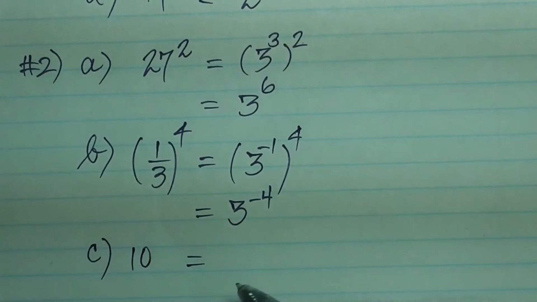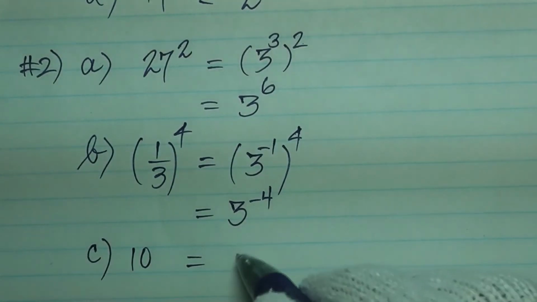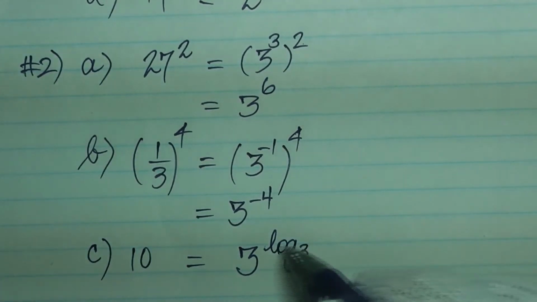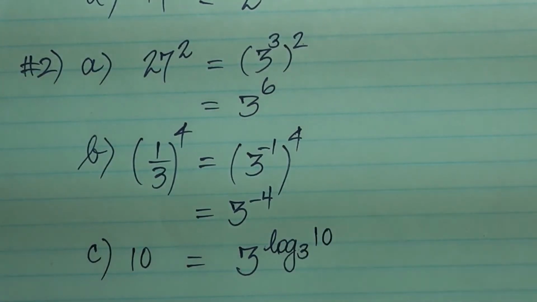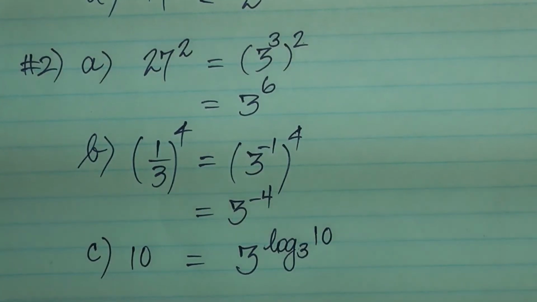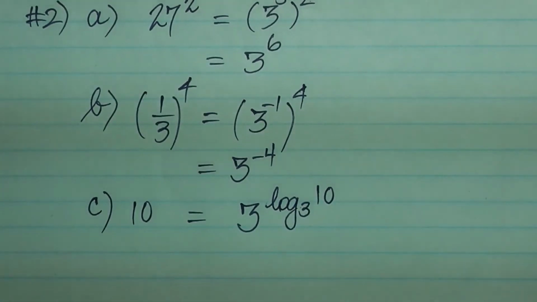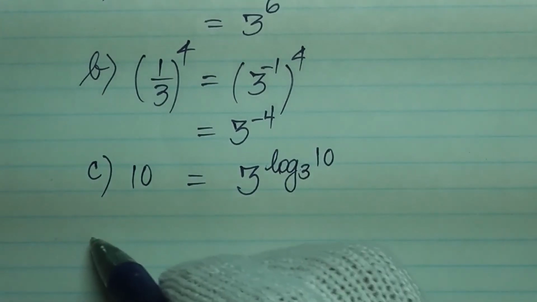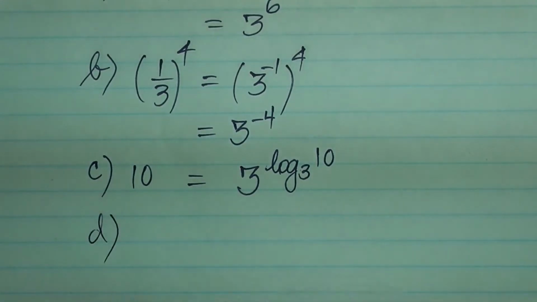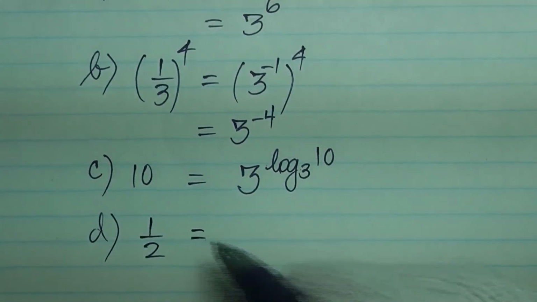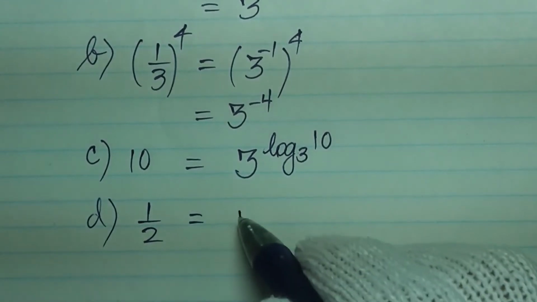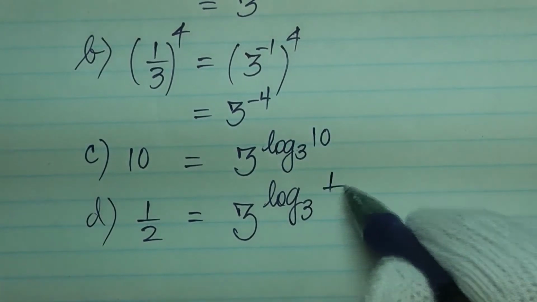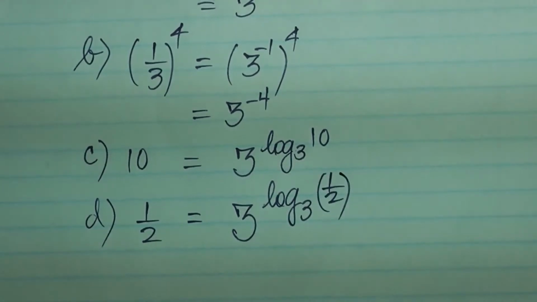I can write 10 as 3 to the exponent log 3 of 10. One over 2 is equal to 3 to the log base 3 of 1 over 2.